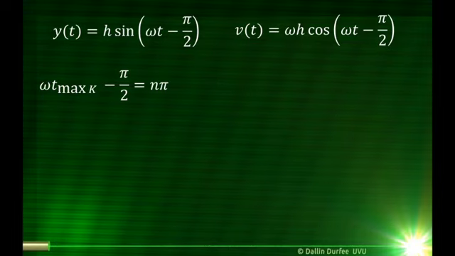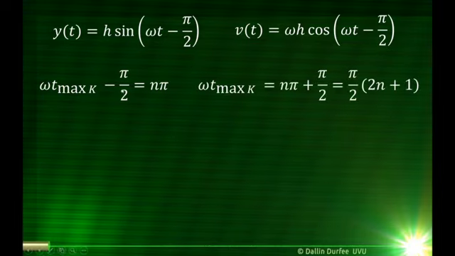So now we just need to figure out at what time I reach those maximum velocities. Well, I'm going to take the negative pi over 2 to the other side, add pi over 2 to both sides, and then factor out a pi over 2. So I end up with omega t max k is pi over 2 times 2n plus 1.